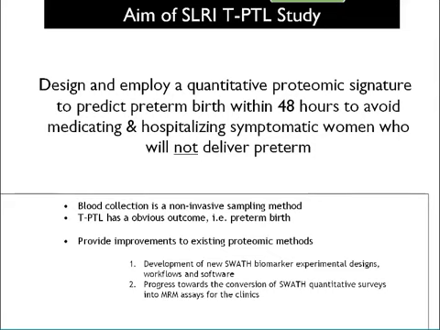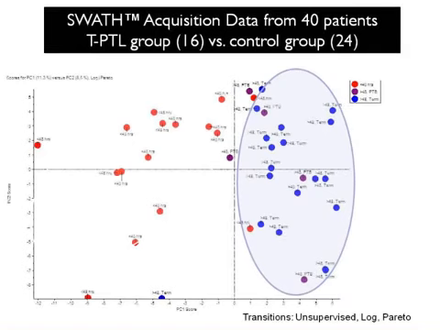So part of this project was to provide improvements to existing proteomics methods by looking at SWATH as a biomarker experimental design. And then, as I mentioned earlier, the conversion of SWATH into MRM, because SWATH is new, it's very comprehensive, but it might make more sense to turn it into an MRM assay if you're going to apply it in a clinic. So let's see how this worked out.